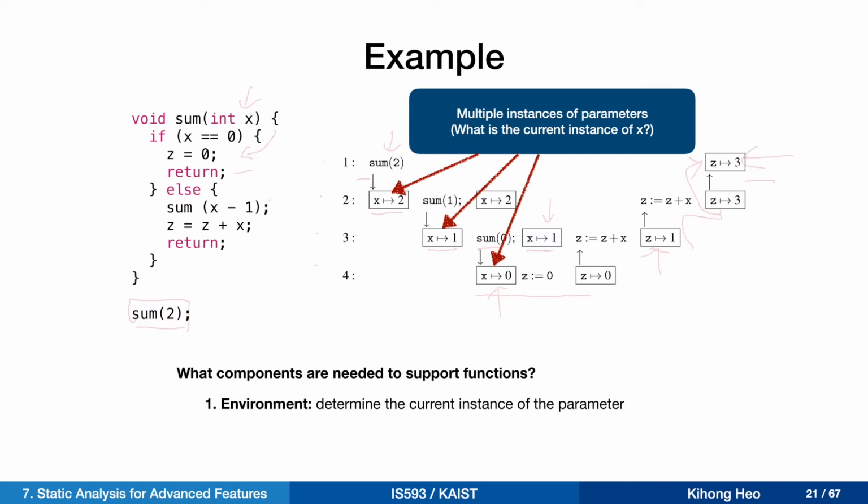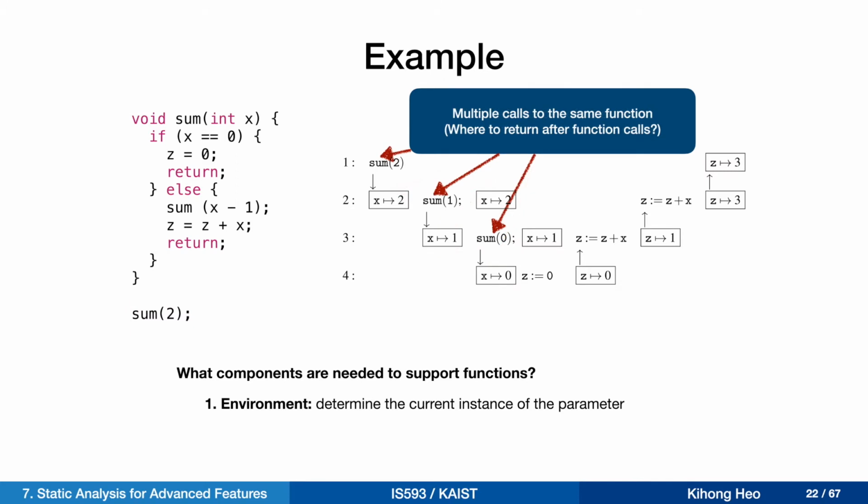The next question is that there are multiple function calls to the same function. Then where do we return after function calls? That's the second question. To handle this issue, we will introduce a mechanism called continuation that remembers the return context for each function call so that we can return to the right destination. That is the second point.